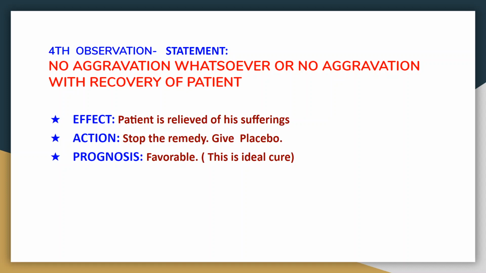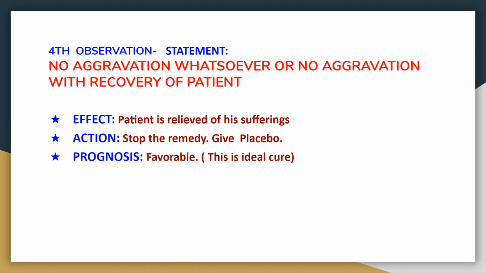Why give placebo? Because it's Roberts' rule. As soon as there is amelioration, stop further repetition of the remedy. Prognosis is favorable and this is interpreted as ideal cure.